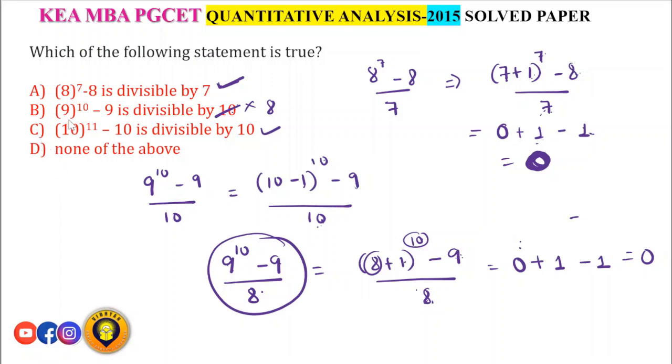Okay, suppose the question was like this: 9 power 10 minus 9 is divisible by 8, and option D was all of the above, then option D would be correct. Option D would be correct, but this was a grace.